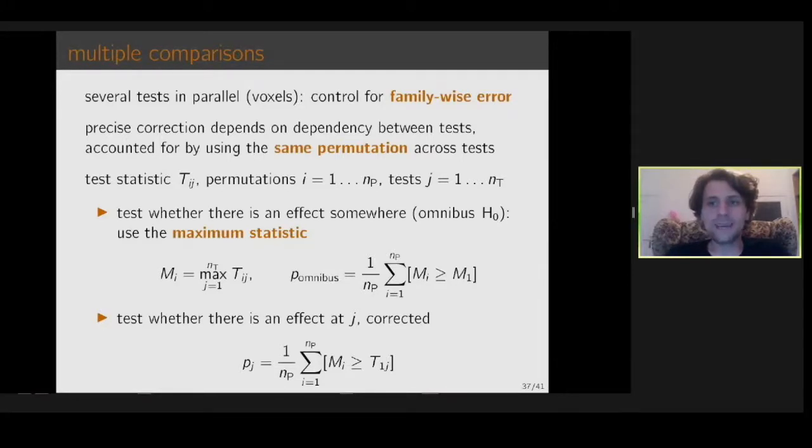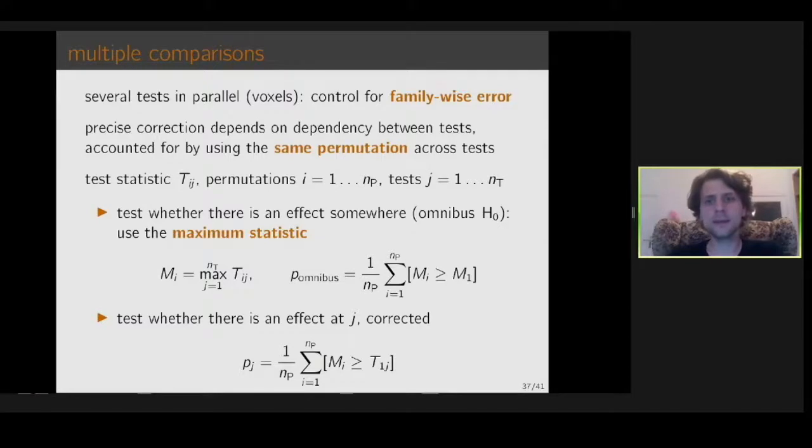The FWE rate is defined as the probability of obtaining at least one false positive result from all the parallel tests you are running. And precise correction of the FWER depends on the dependency between tests, which in permutation testing is accounted for by using the same permutation across tests. So if you're choosing a random subset of all the possible permutations, it has to be the same in all the voxels or channels to which you apply the analysis.